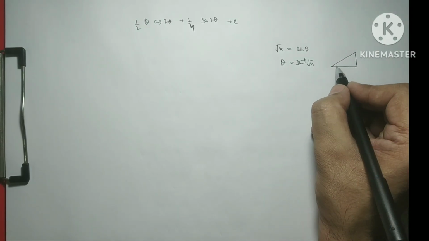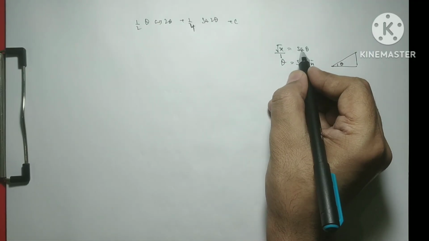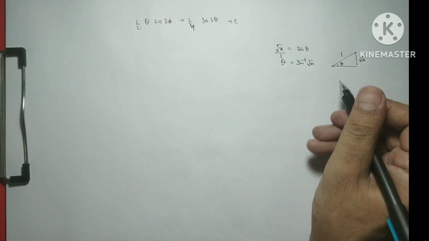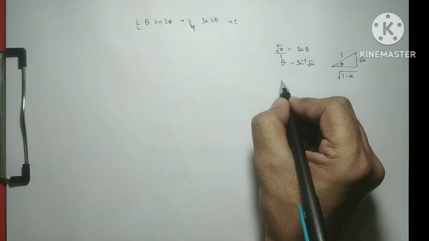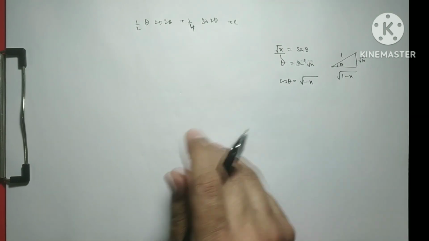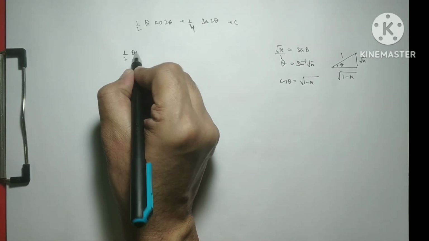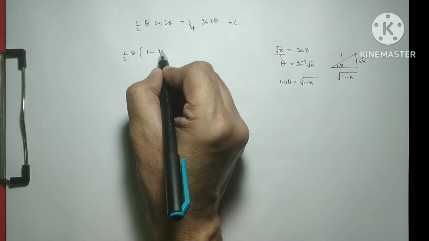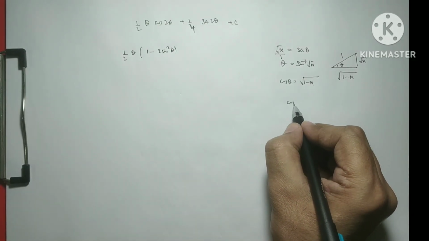According to this, if we form a triangle and we put 1, sin theta is perpendicular to hypotenuse, so it is root x over 1, so the base becomes root 1 minus x. So we can get the value of cos theta also, that is root 1 minus x. So right now it is half theta, and we can put cos 2 theta in terms of sine, that is 1 minus 2 sin square theta. This is the value of cos 2 theta.